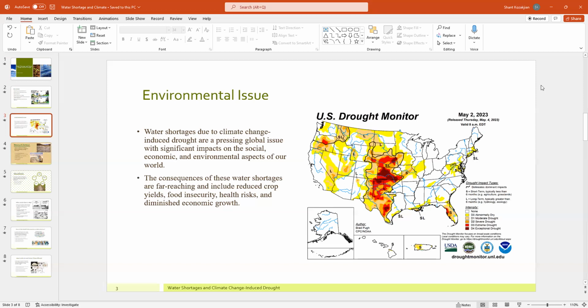Urgent action needs to be taken to ensure that water resources remain available and accessible, which is something we in the US are currently actually struggling with.